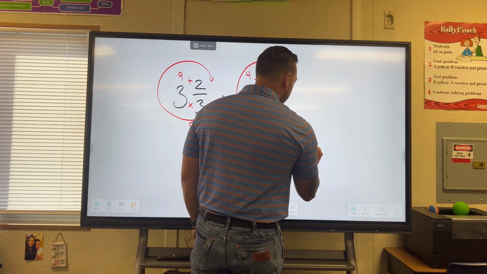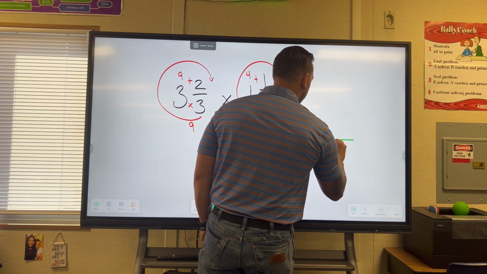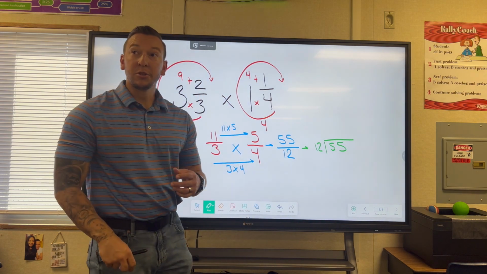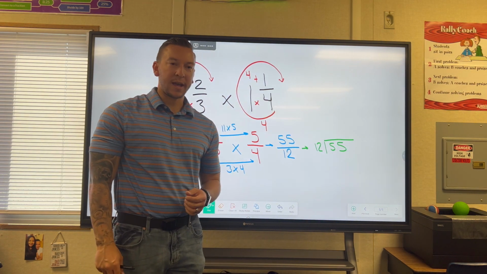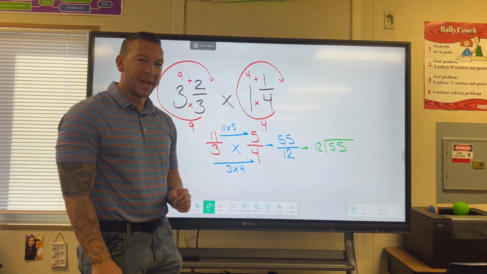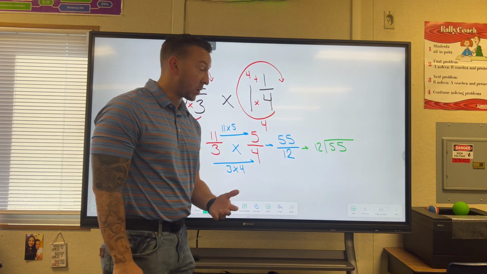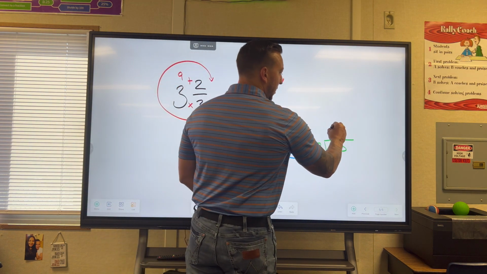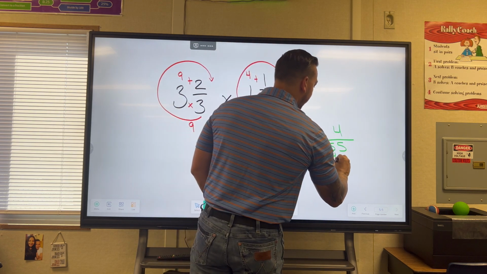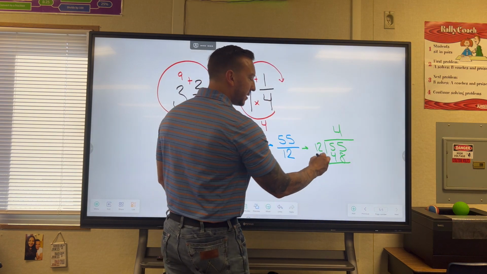I'm going to divide 55 by 12. And if you need to use your multiplication charts, go right ahead. I know that 12 times 4 gets me 48. 12 times 5 is 60. We can't go above this, remember, so we're going to have to use 4. So I put my 4 up here. 12 times 4 gets me 48. I subtract.